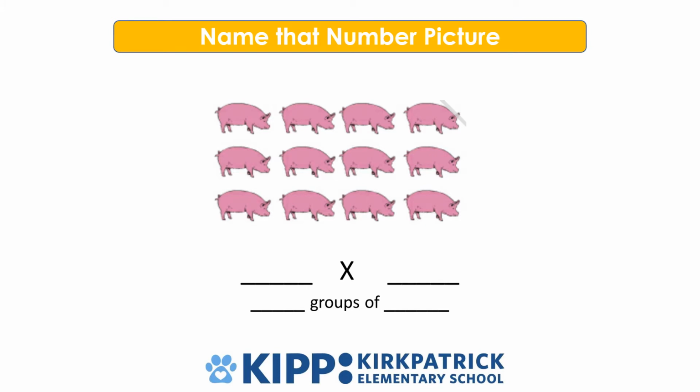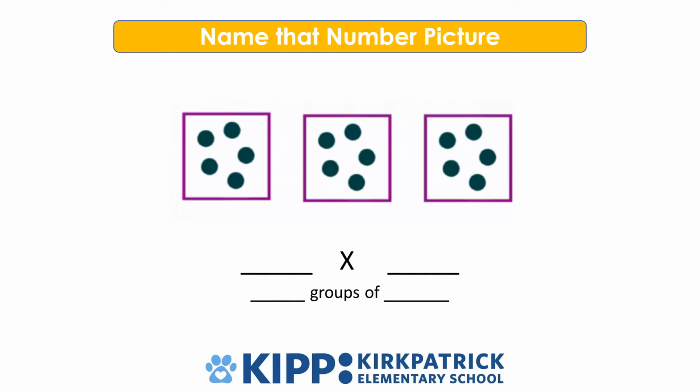Did you find 3 times 4 as your answer? If so, you're right. There are 3 rows with 4 pigs in each row, so there are 3 groups of 4. Keep it up. All right, Kipsters, 2 more left. Take a look at this picture and come up with your equation. I'll give you 5 seconds.